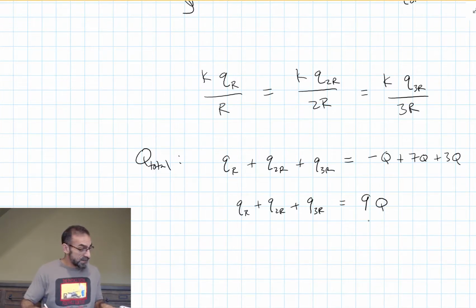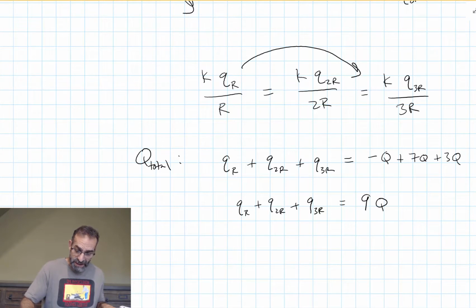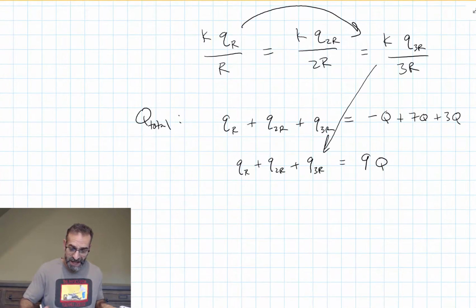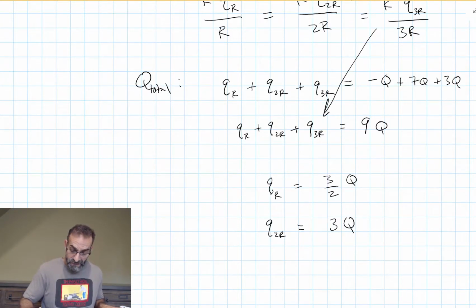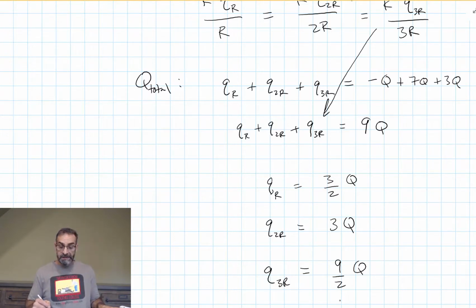Now I do a bunch of algebra, plugging in, substituting, solving for QR. I'm not going to do it all for you. I trust you can do that. And what I end up with is QR, that's the charge on the smallest sphere, the sphere that only has a radius of 1r, is equal to 3 halves Q. The medium sphere has a charge twice as much as the smaller sphere, or 3Q. And the largest conductive sphere has a charge of 9 halves Q, 3 times the smallest one.